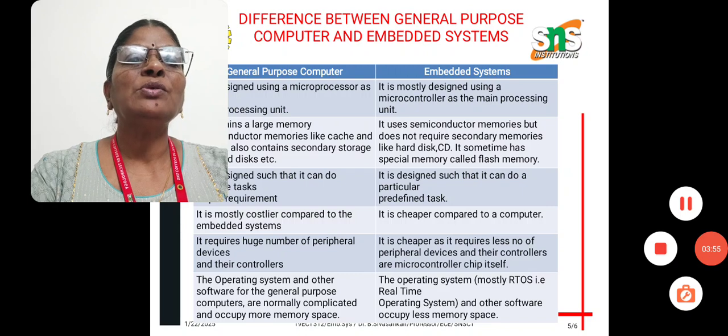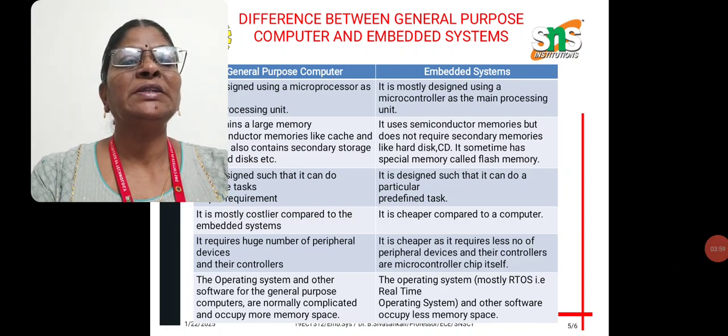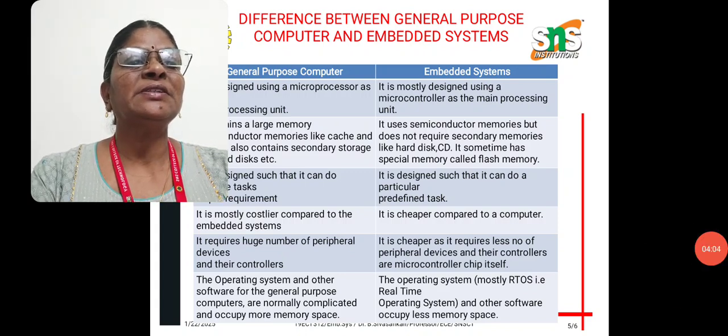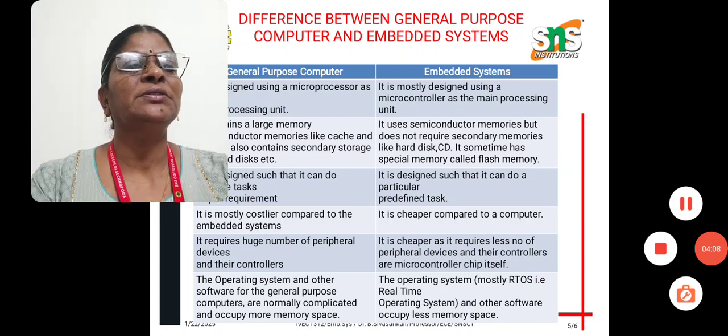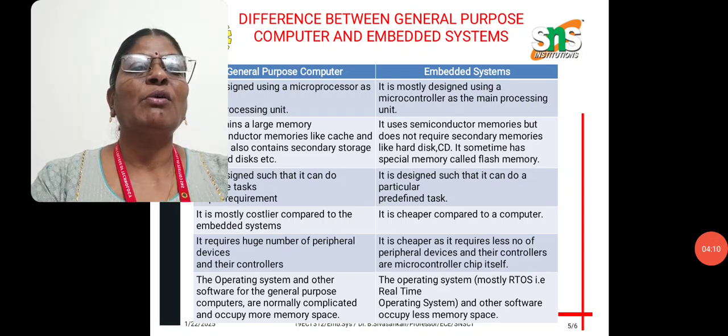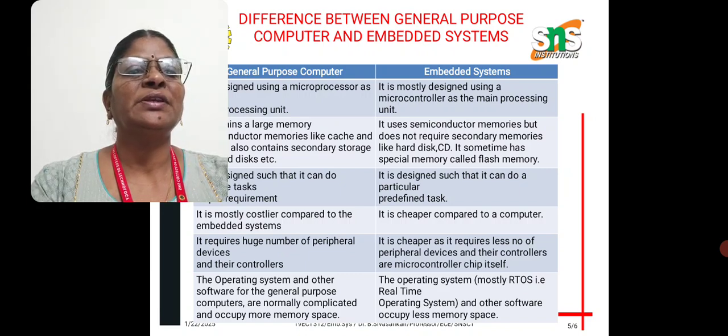A general purpose computer uses large semiconductor memories like cache memory, and also contains secondary storage like disks. In an embedded system, it uses semiconductor memories but does not require secondary memories like hard disk or CD. It sometimes has a special memory called flash memory. A general purpose computer is designed such that it can do tasks according to user requirement. An embedded system is designed such that it can do a particular predefined task.